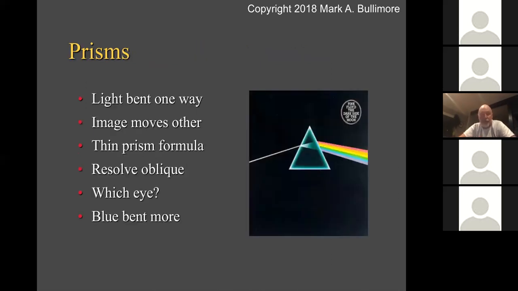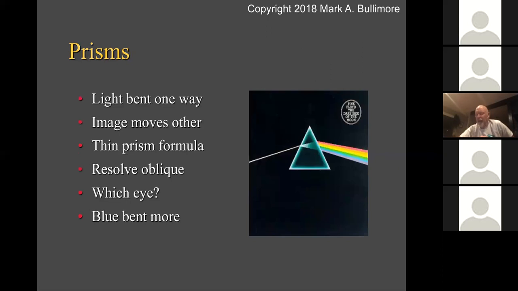Okay, prisms, what do we remember there? The most difficult thing to remember about a prism is that the light gets bent one way, but the image appears to move the other way. So light gets bent towards the base, but the image appears to deviate towards the apex.